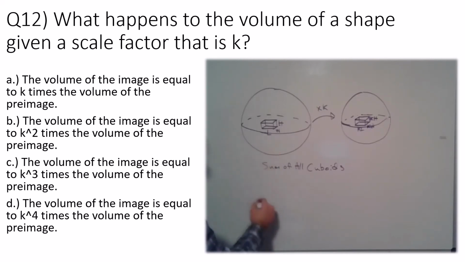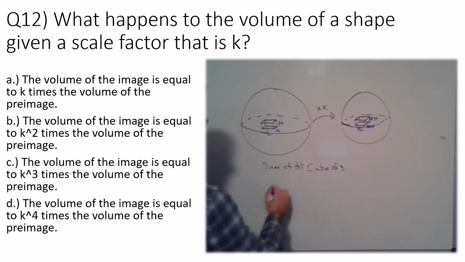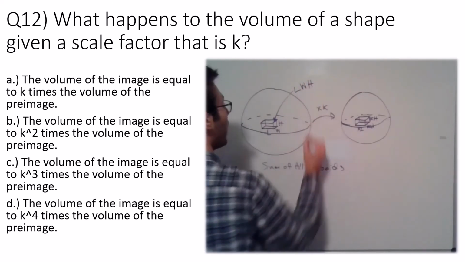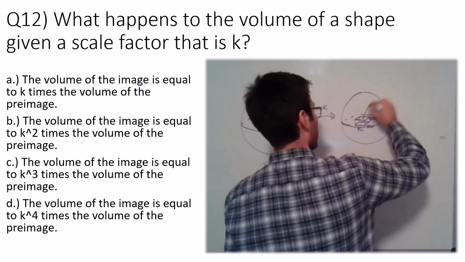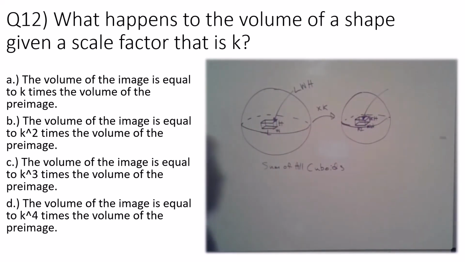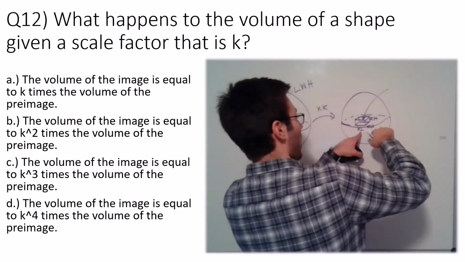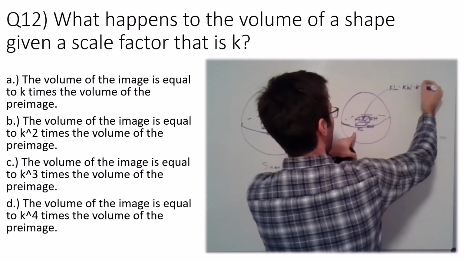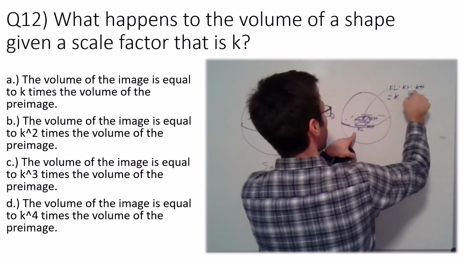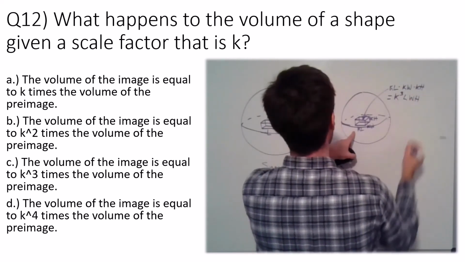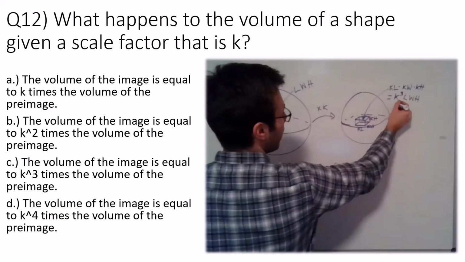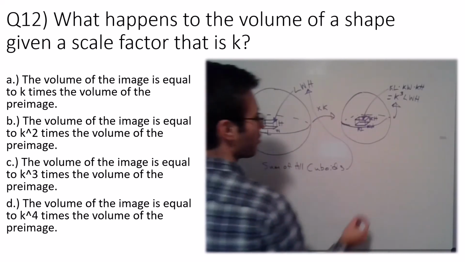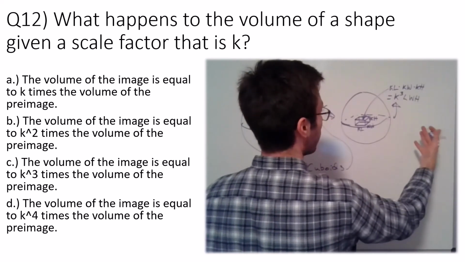So the volume of just that cuboid, and I keep calling it a rectangle, I should really quit, because you have that other dimension, would be length times width times height. Over here, the length would be KL times KW times KH, which is equal to K cubed LWH. So if we were going to sum all those values, you're actually cubing your final value at the end of the day.